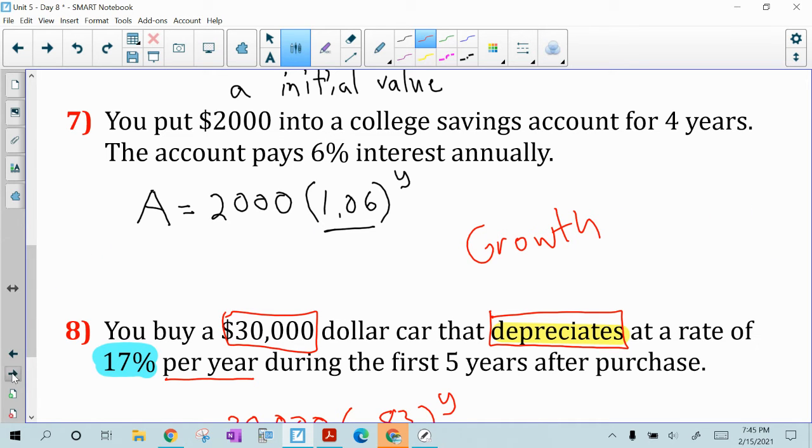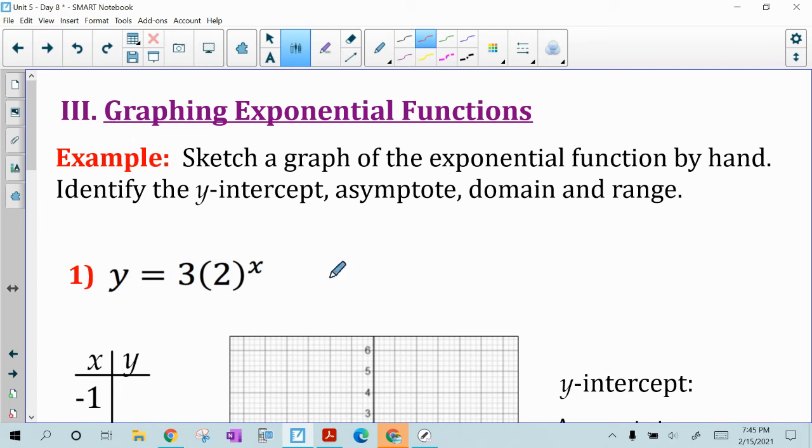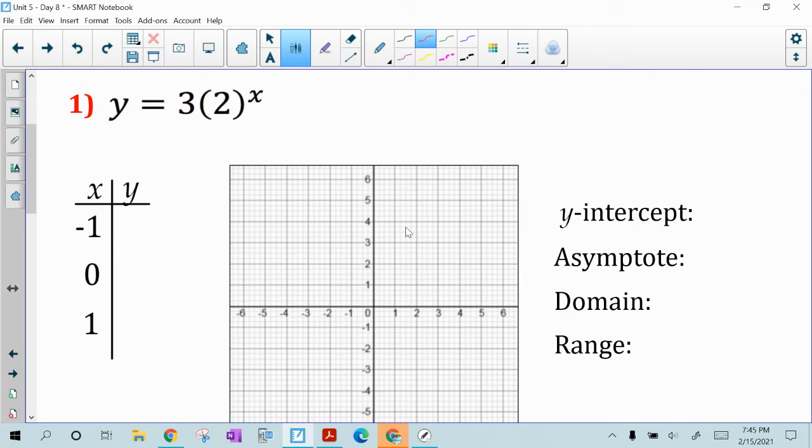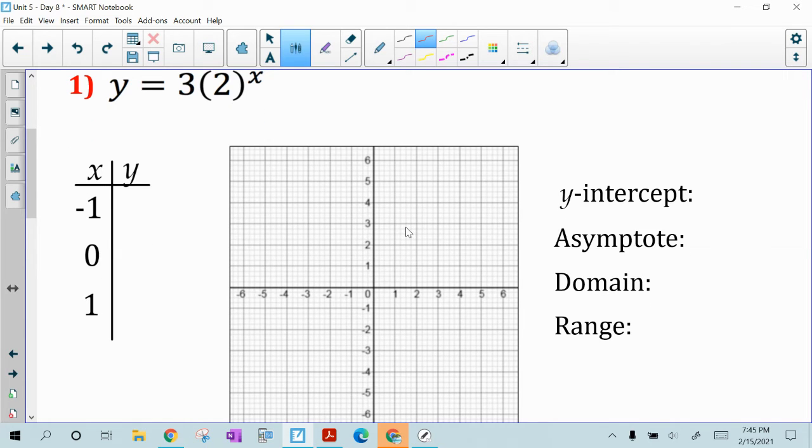Next, let's take a look at an actual graph. Okay, you are asked to sketch a graph of an exponential function by hand, identify the y-intercept, the asymptote, the domain, and the range. Okay, do me a favor and copy this down. Go ahead and freeze the video so you can get caught up, and I will get you someplace.